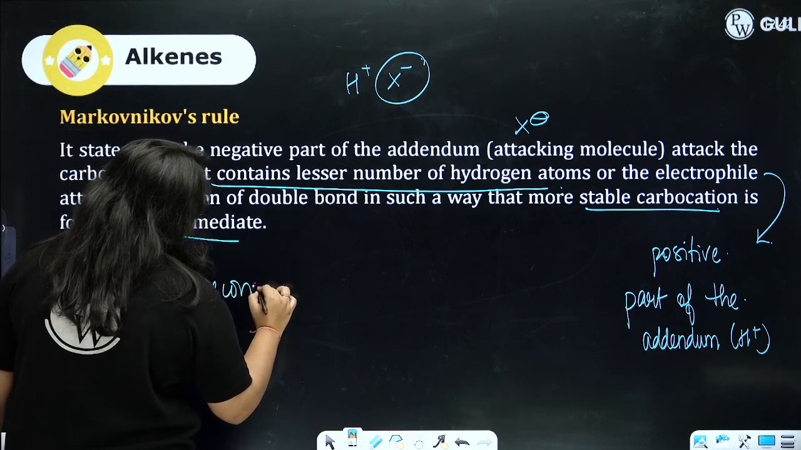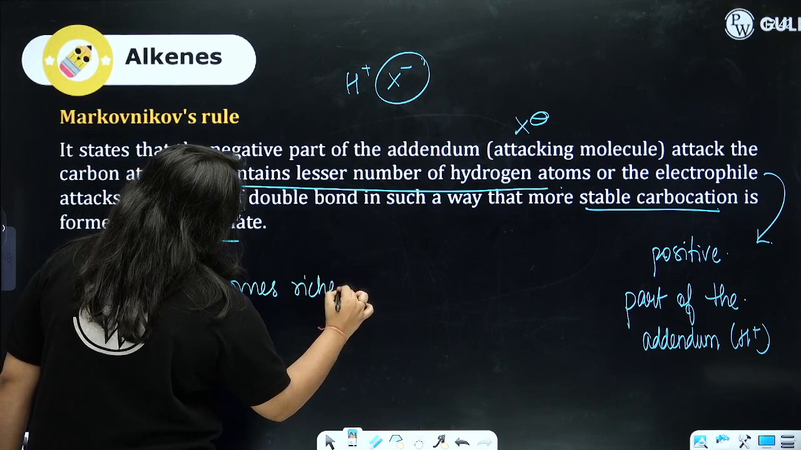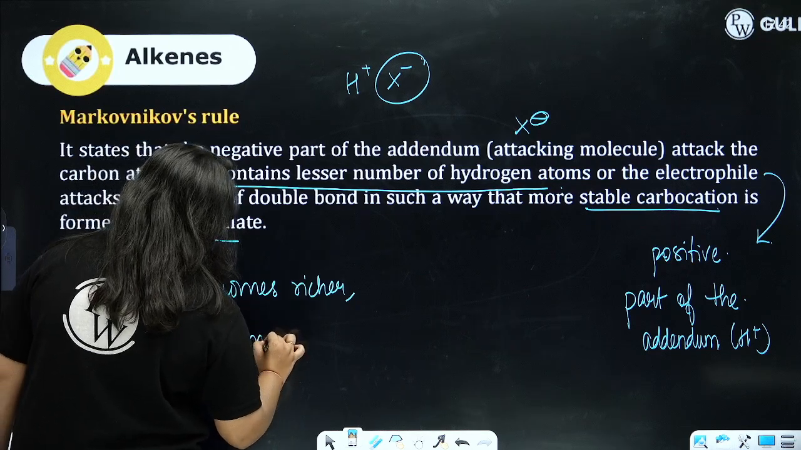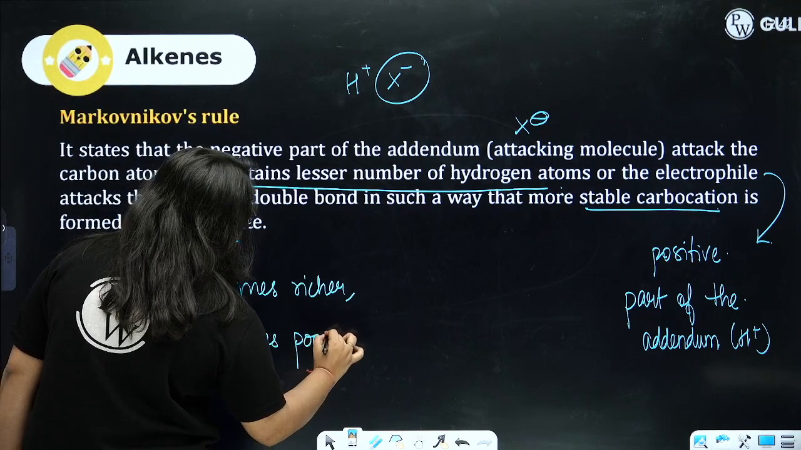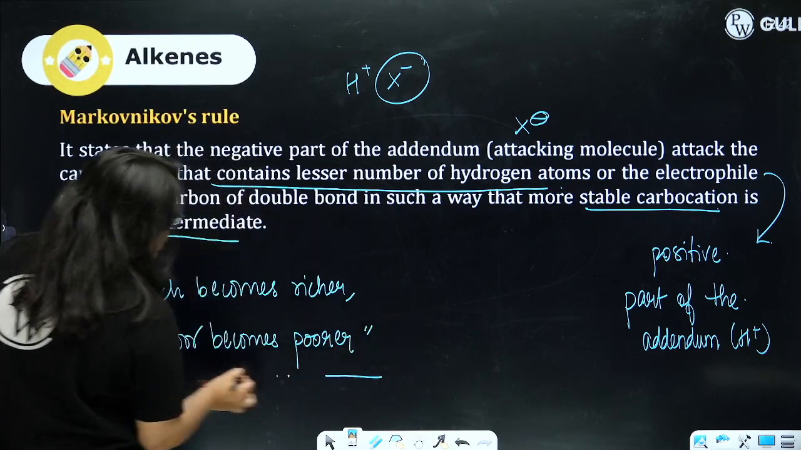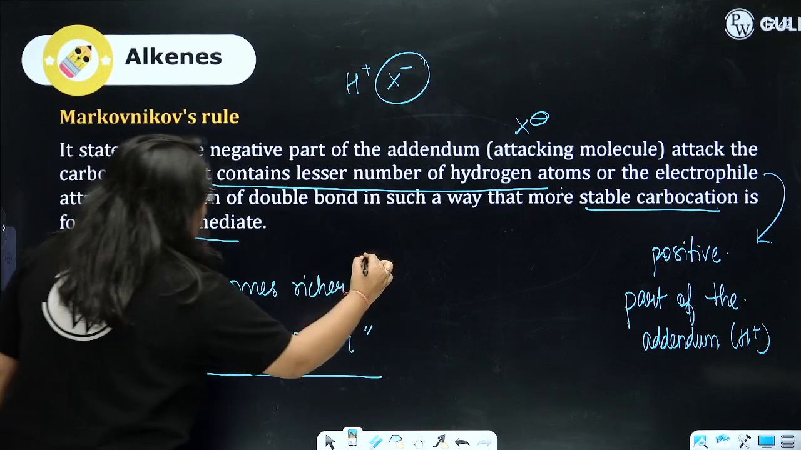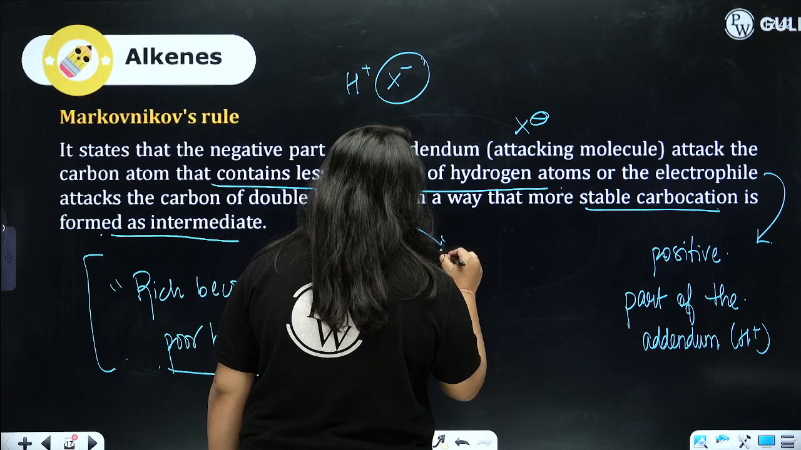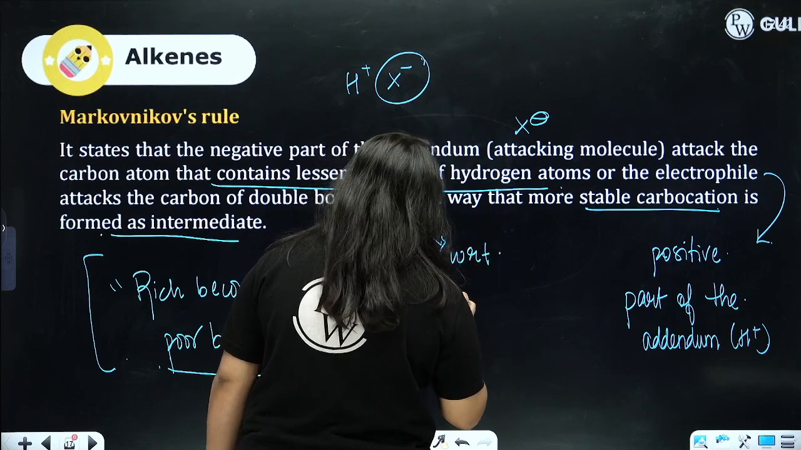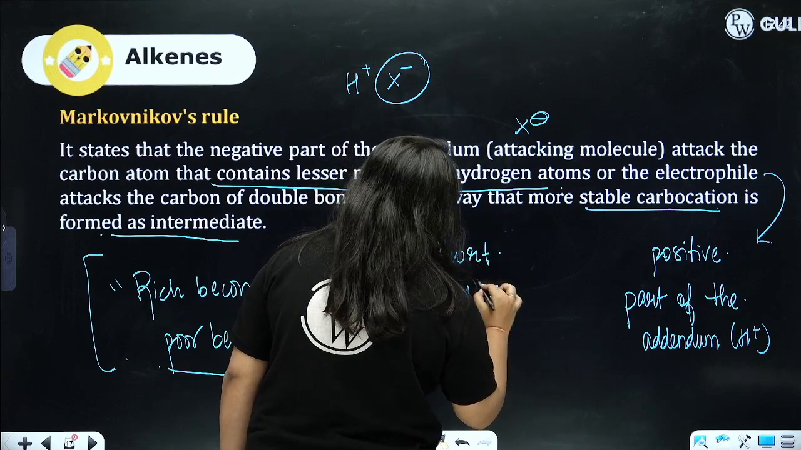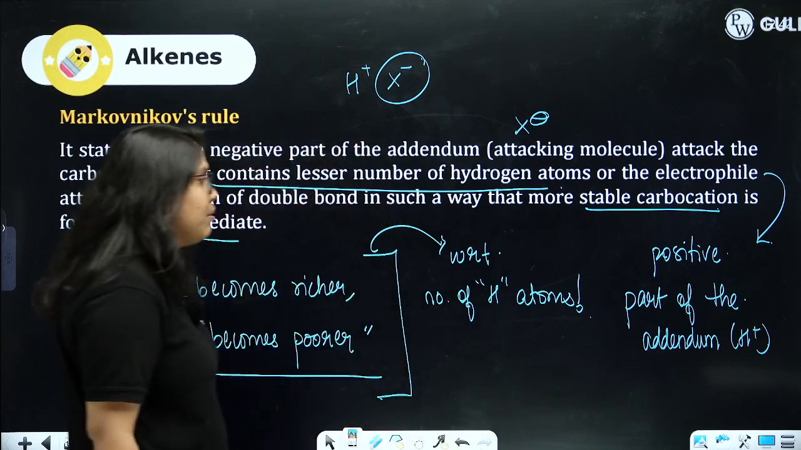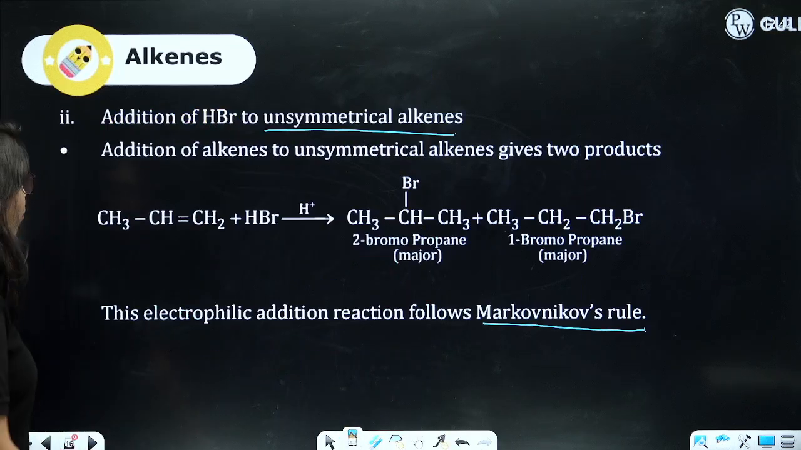In simpler terms, if I have to say, I can say rich becomes richer, poor becomes poorer. And this is with respect to the number of hydrogen atoms.